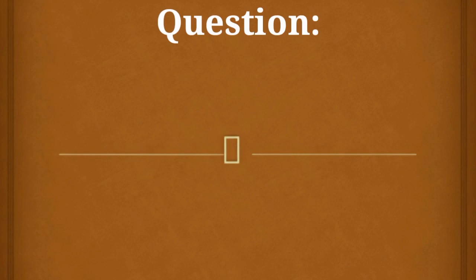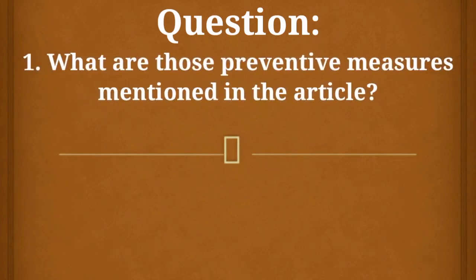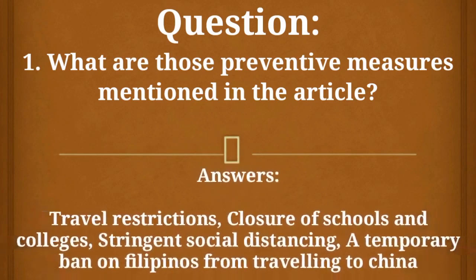Okay, the first question was, what are those preventive measures mentioned in the article? So the preventive measures mentioned in the article are the travel restrictions, closure of schools and colleges, stringent social distancing, a temporary ban on Filipinos from traveling to China. Okay, so let's see what your answers are. Okay, so now let's proceed to the second question.